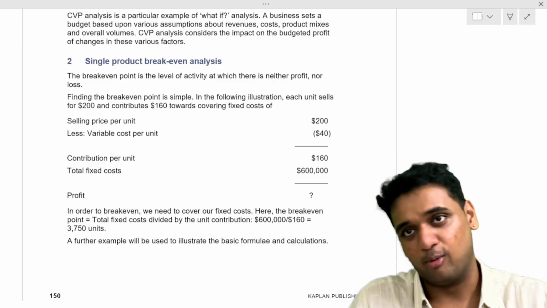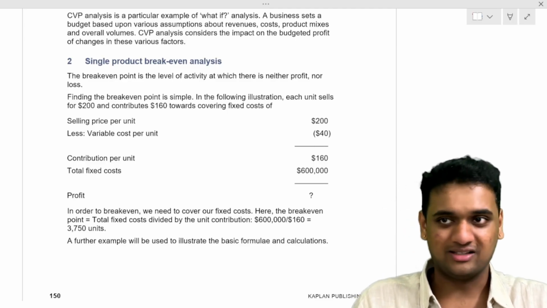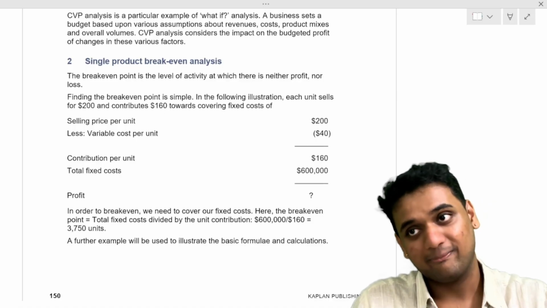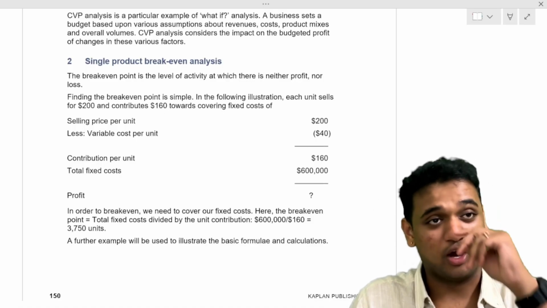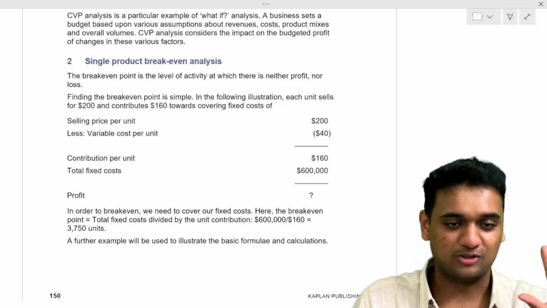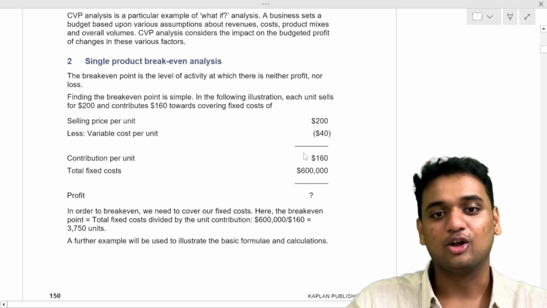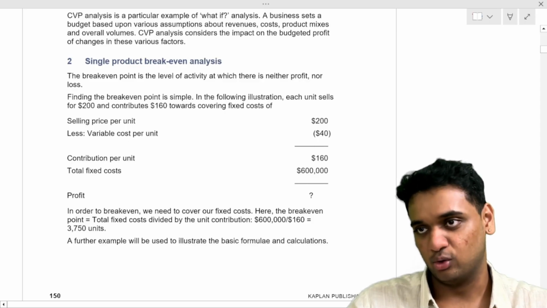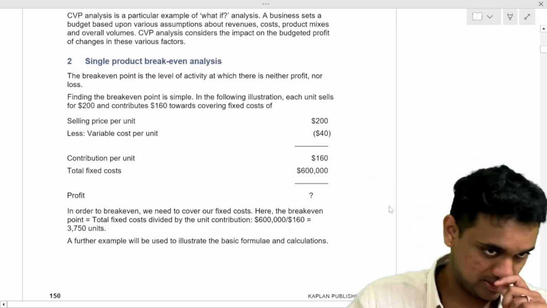What is break-even point formula? Fixed cost divided by contribution per unit. What is fixed cost I gave you? Fixed cost 6 lakhs. What is contribution per unit formula? Sales per unit minus variable cost per unit. Sales is 200 minus variable cost per unit is 40. Contribution per unit is 160. 6 lakhs divided by 160, that is fixed cost divided by contribution per unit, you will get 3,750 units.